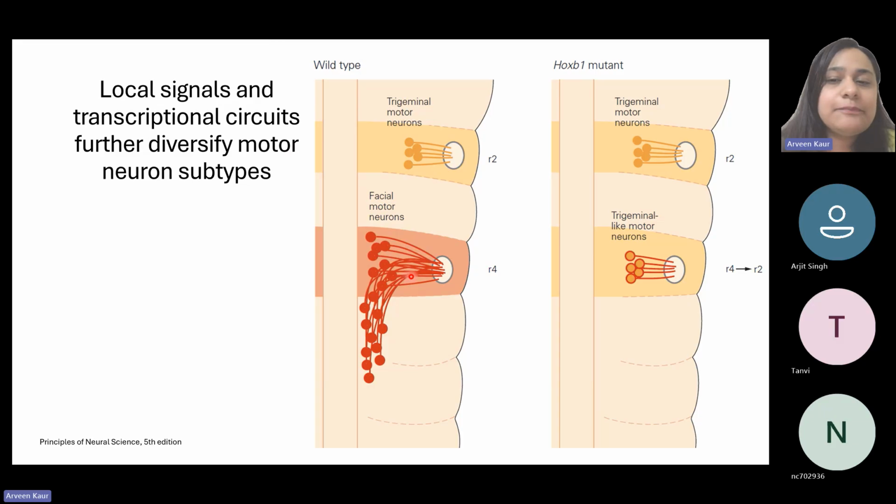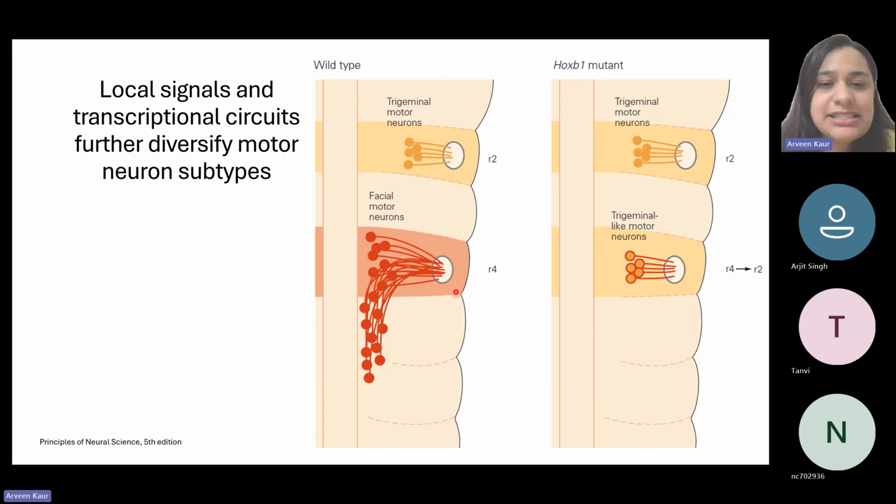Say that Hox A1 is active over here, and over here Hox B1 is active, right? Over here we know in this Hox B1 mutant, Hox B1 is not going to be active as its normal self. So let's say over here in R2, Hox A1 is active, and over here where Hox B1 should have been active, it is not there. Because it is not there, this R4 will also behave like R2, so it will go back to its default fate, or the fate of its nearest neighbor.